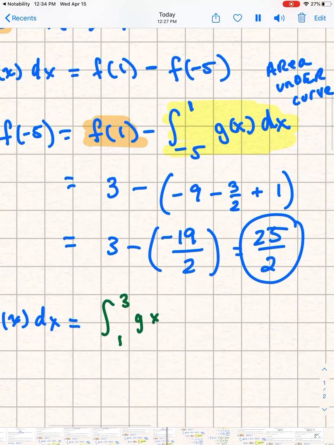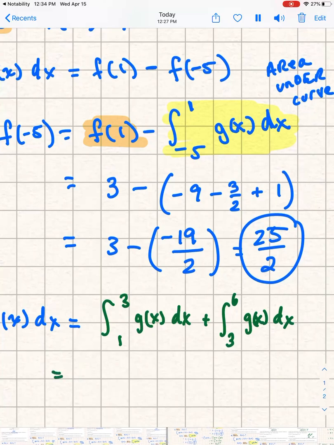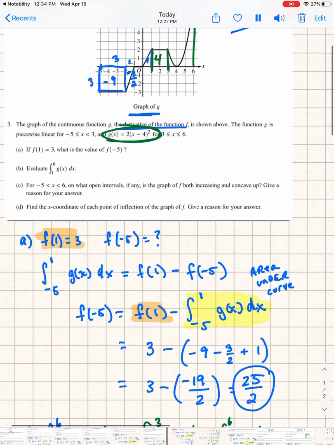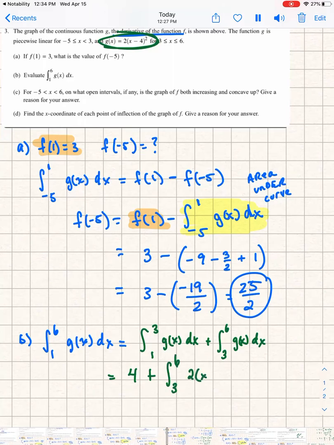∫ g(x) dx from 1 to 3 plus ∫ g(x) dx from 3 to 6. All right, so we already know, going back up top, that 1 to 3 was an easy one because it's just 2 by 2, so we know our area there is 4. Plus, now we have this 3 to 6, and we have our function (2x minus 4) squared dx, which I just got from up here.